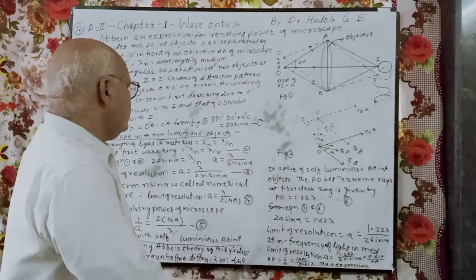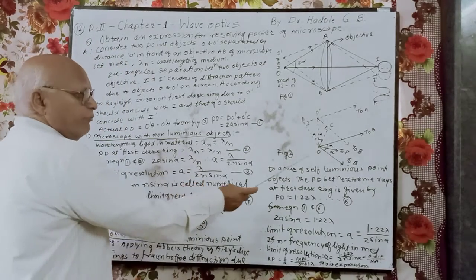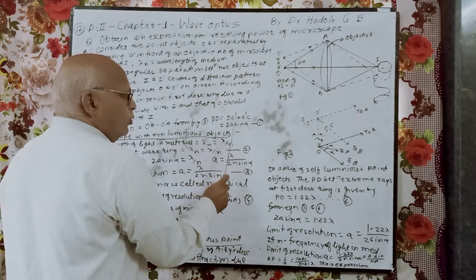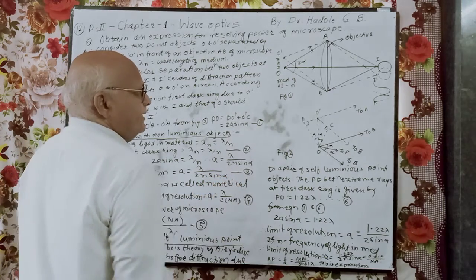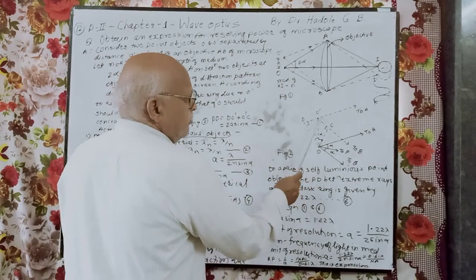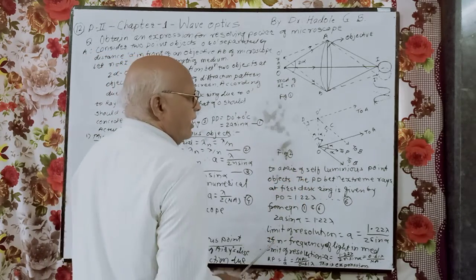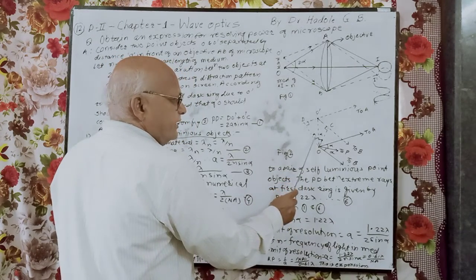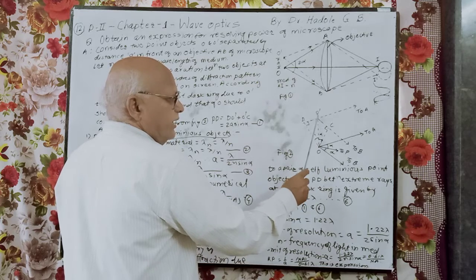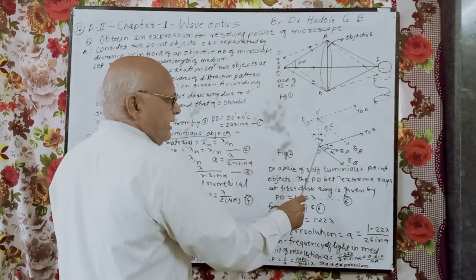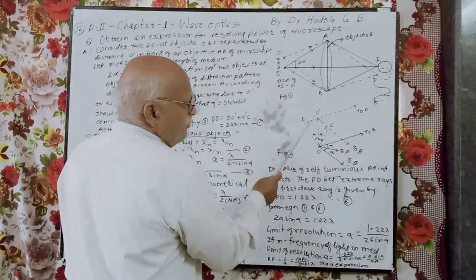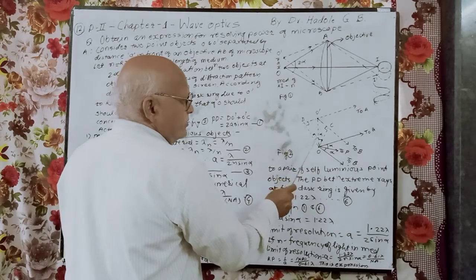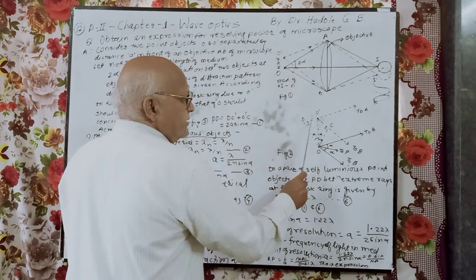Now, from this figure, the path difference will be equal to DO dash plus O dash C. And what is DO dash? It is a sin alpha. This is a sin alpha, and this is the hypotenuse. This side is a.